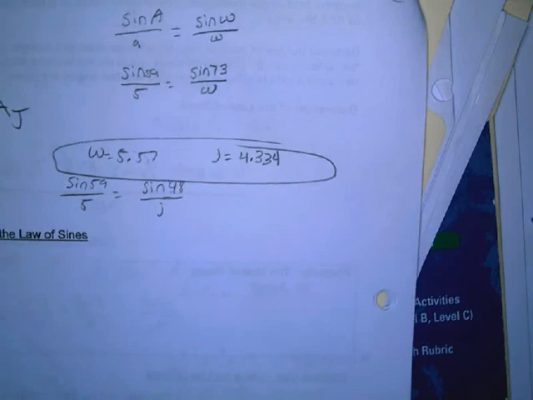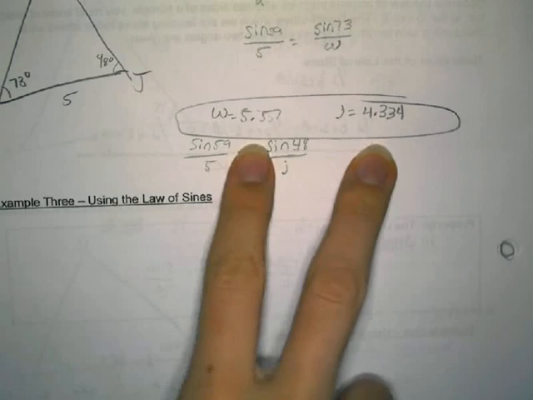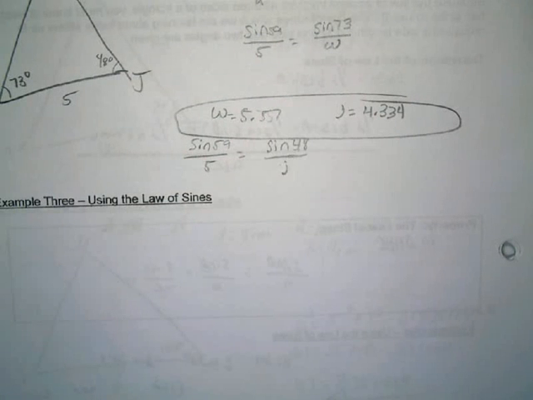Double check as you're working. You should end up getting those two values for W and J.